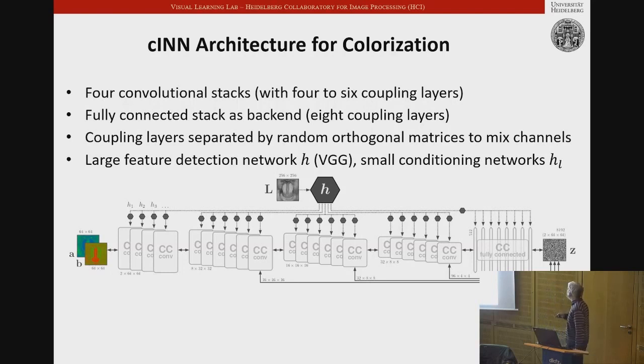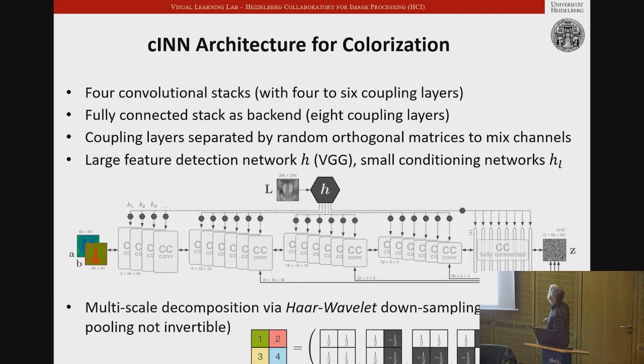So it's a pretty standard architecture as you would also use for classification. But instead of normal convolution and downsampling layers, we use coupling layers. And here's how the downsampling works. We apply a wavelet transform and only keep processing the average channel of the wavelet transform.